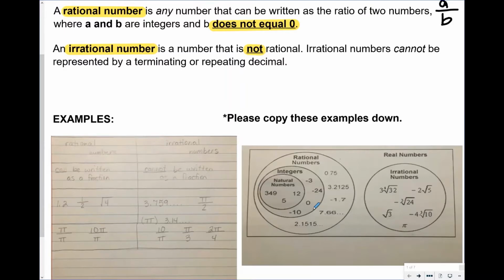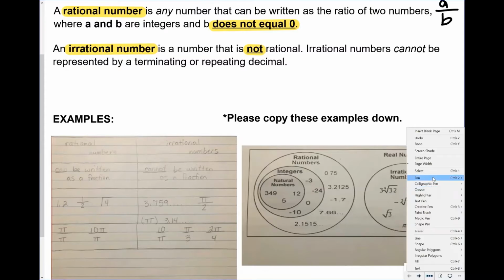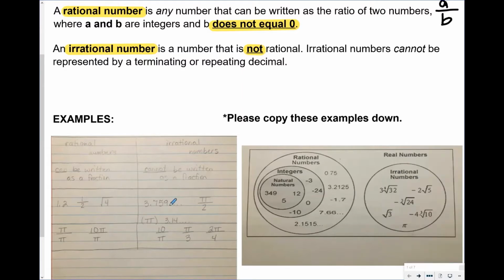Now I have over here this example, rational numbers, and I said it can be written as a fraction. You see where I underlined can here. Then I have some examples down here. 1.2 is rational. 1/2 is rational. The square root of 4 is rational because the square root of 4 equals 2, and that's a whole number. So that is a rational number. The square root of 4 is 2.